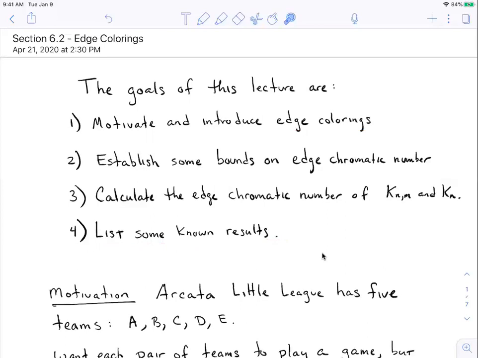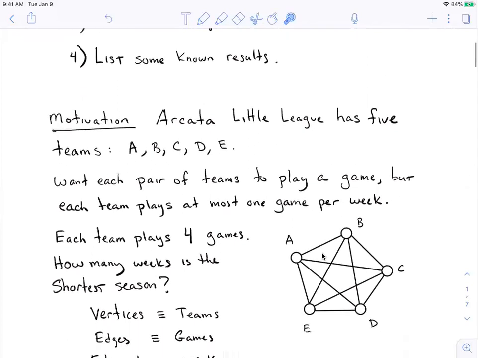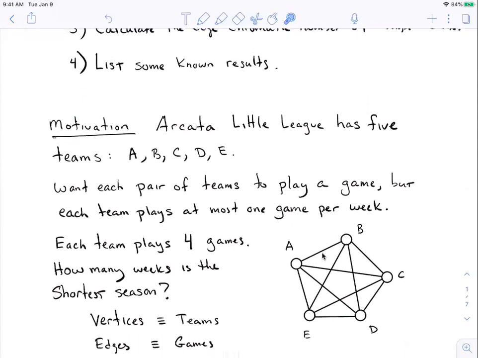All right, so let's motivate it with an example. Let me carefully scroll here for a second. So here's my motivational example. Suppose that you have some league. I said arcade, a little league. It can be anything you want. These edge coloring problems come up in the same context as vertex colorings, but it's typically when you're trying to pair things. So here is my example.